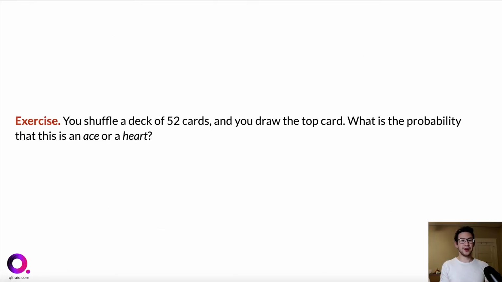Very good. So here's another exercise for you to test that you understand what we just talked about. So the exercise is the following. You shuffle a deck of 52 cards, and again you draw the top card. Now, what is the probability that this card is either an ace or a heart? And again, I encourage you to pause the video, work on this exercise until you're happy, and only after that move on.